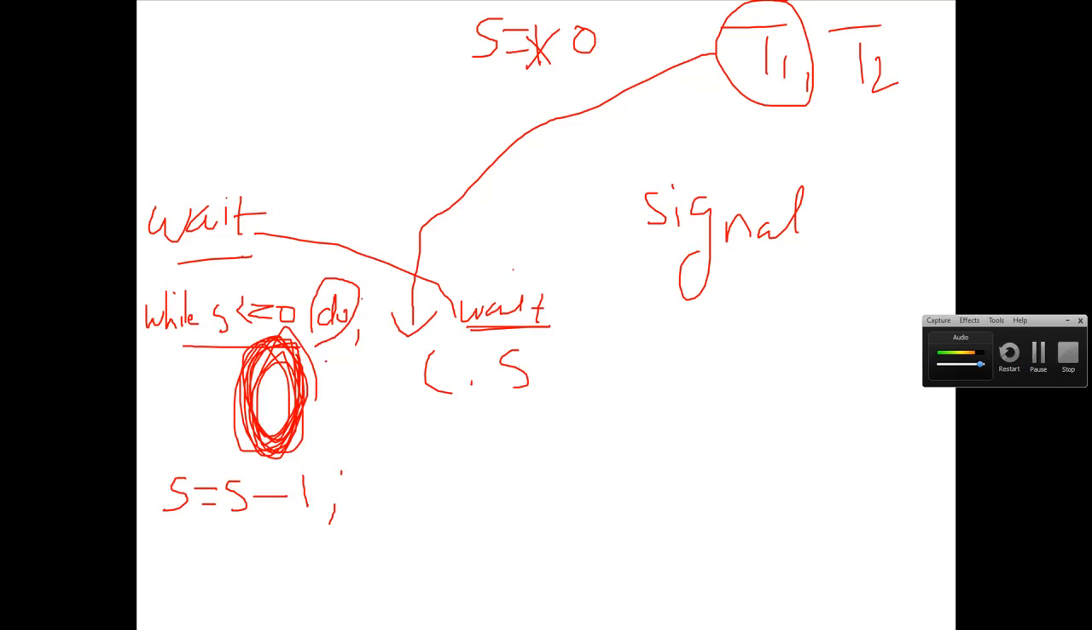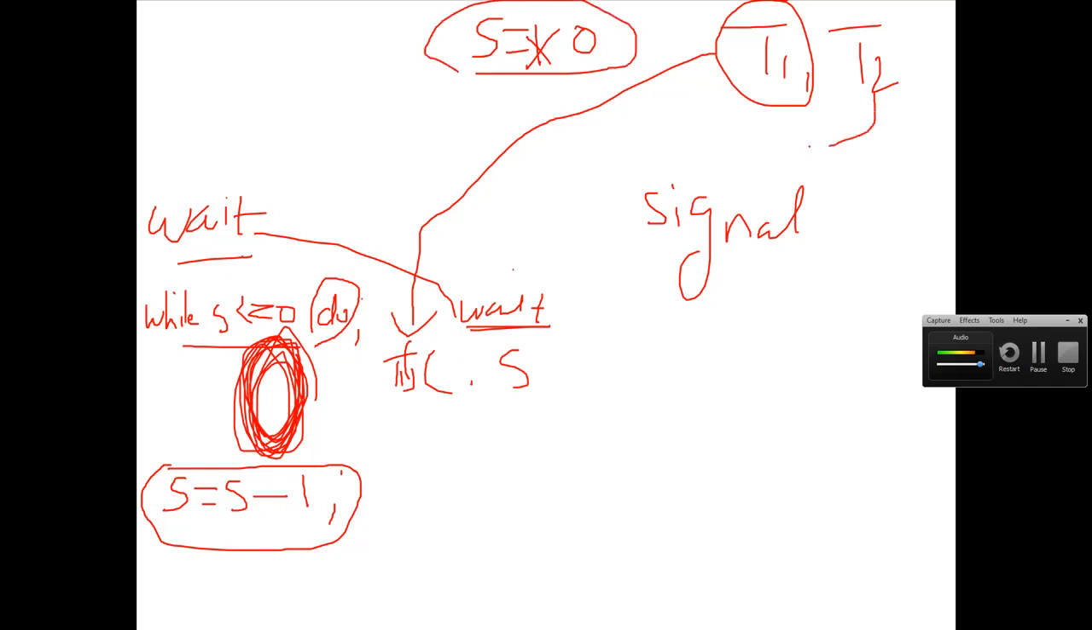When T1 called the wait method, the value of s was 1. Since the s value is not less than or equal to 0, the s value is reduced by one, s is equal to s minus 1. So s will become 0. And now T1 will go to the critical section. So T1 is in the critical section, and while T1 is in the critical section, the s value has changed from 1 to 0.